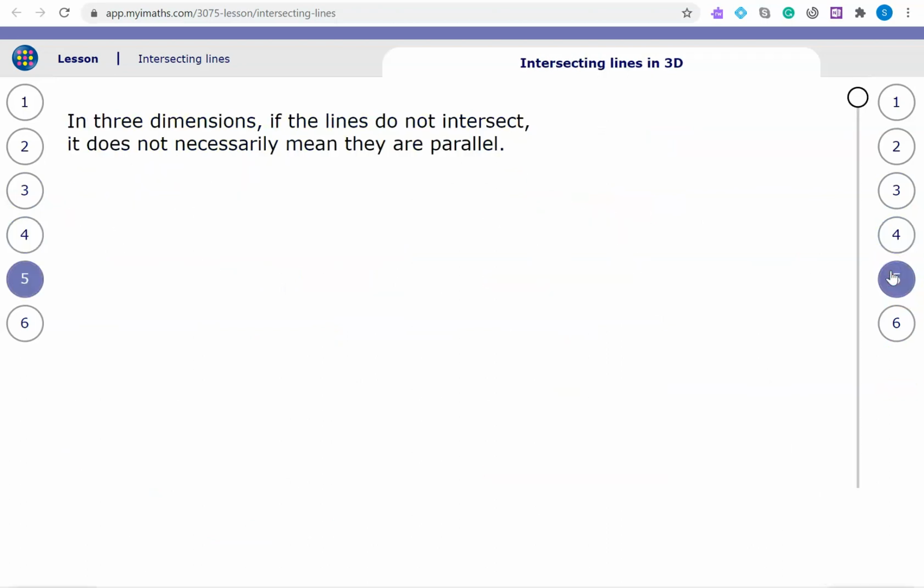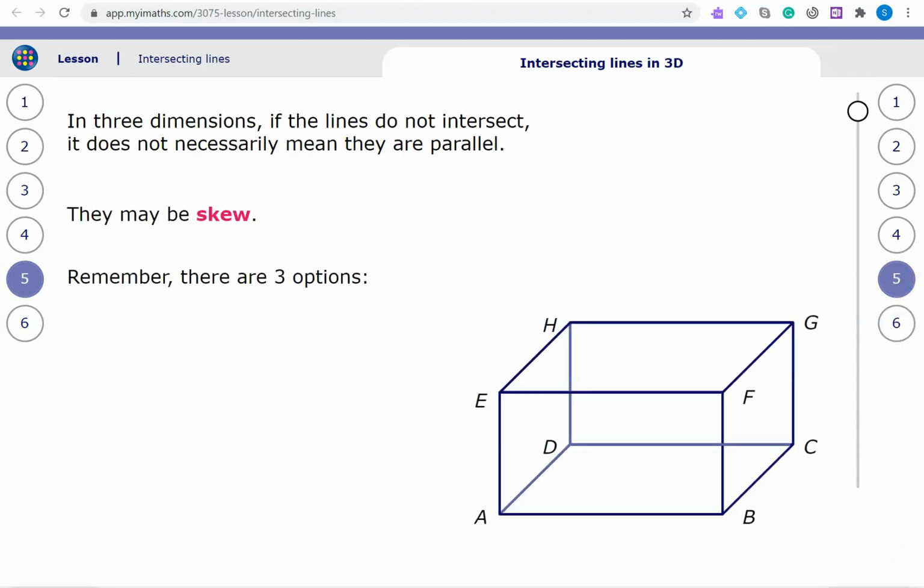We won't deal with that. Now, in 3 dimensions, if the lines do not intersect, it doesn't mean that they necessarily are parallel. They could be skew. Remember, this is the situation we spoke about with that box in the first case. The blue line and the red line, they are parallel. They will be multiples of one another.